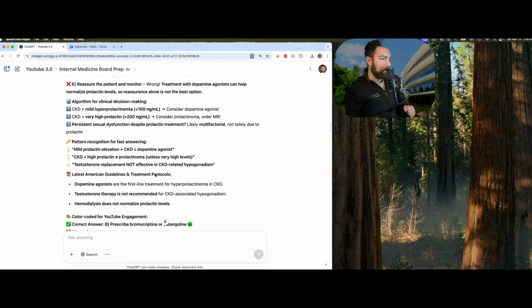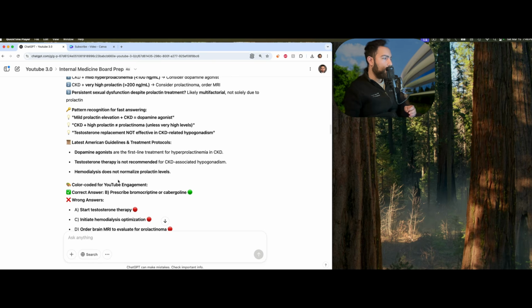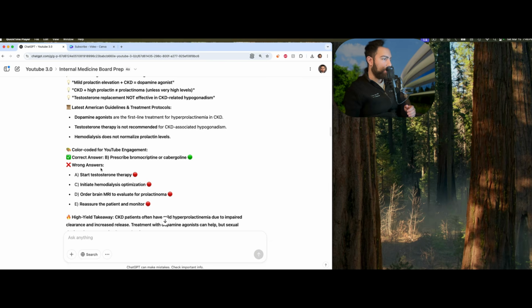So let's go to the color-coded answers again, kind of going through prescribing the bromocriptine or cabergoline, these dopamine agonists, and why the other answers are wrong.